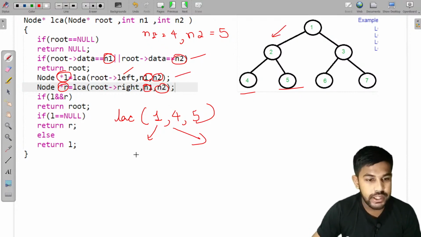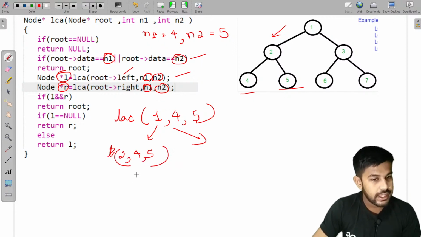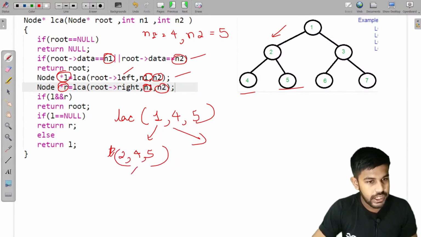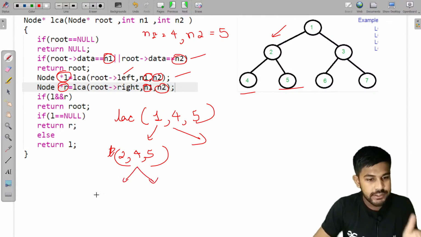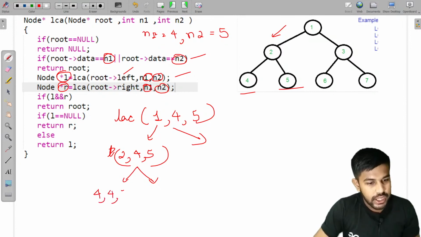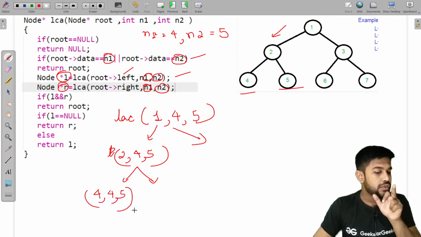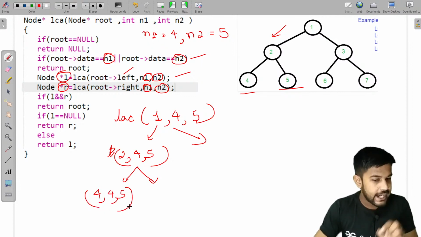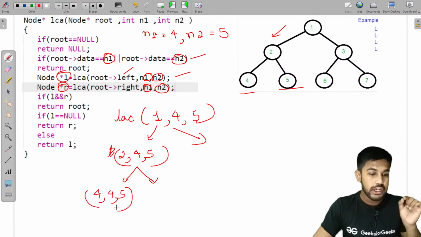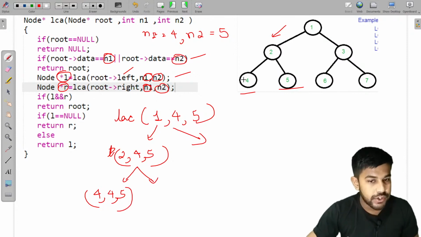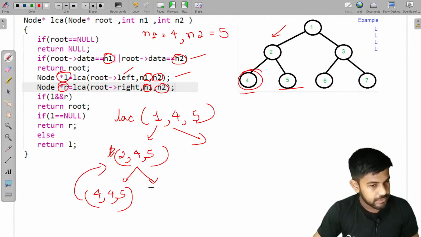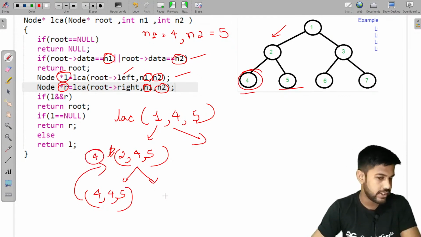Then we do LCA of 2, 4 and 5. Then this would again do left and right. First left would be completed. What is the left of it? 4, 4 and 5. We can see that root dot data is equal to n1, so this would return 4. This has returned this 4. Here 4 is returned.